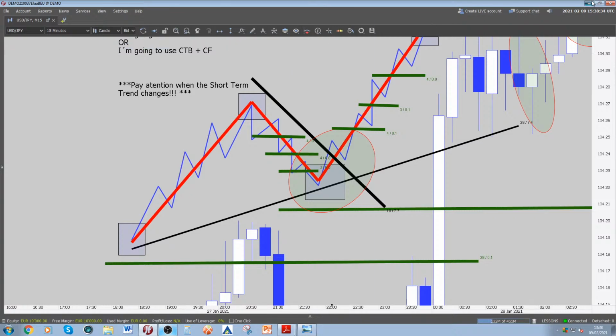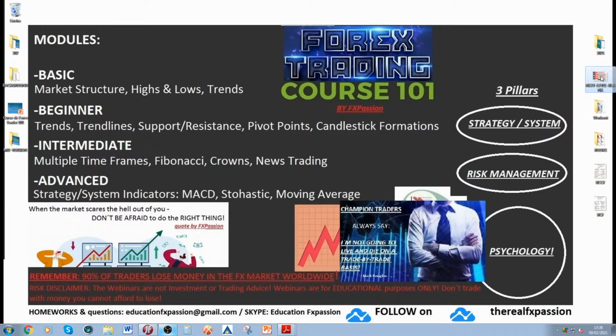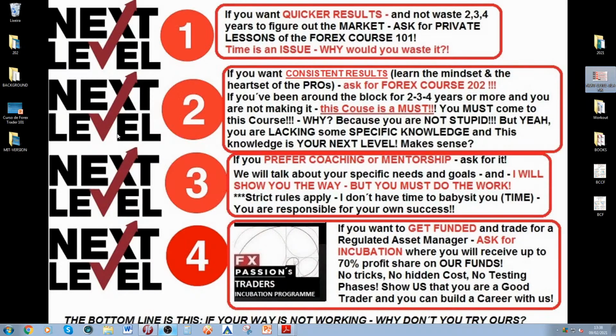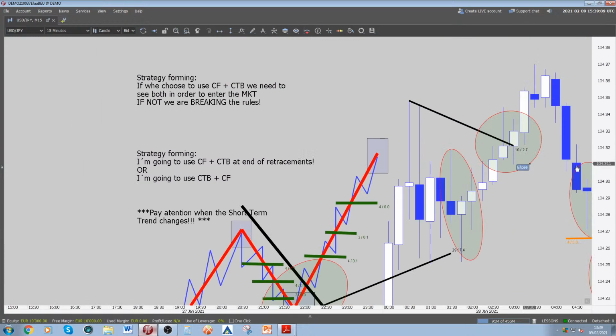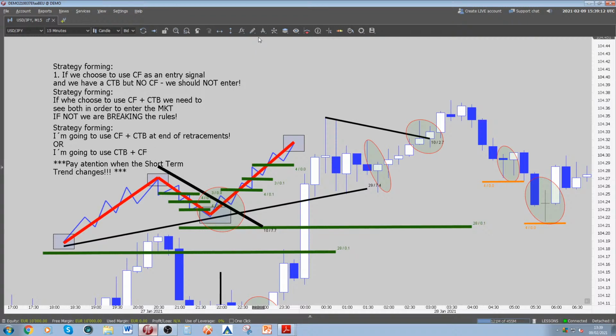Okay, everybody. So, in conclusion for today. Next level number 1: if you want quicker results and not waste two, three, four years to figure out the market, everybody, ask for private lessons of the Forex Course 101. Time is an issue. Why would you waste it? Tomorrow we're going to talk about next level number 2, number 3, and number 4. Study the charts. Watch this lesson a few times, everybody, and start building your strategy.